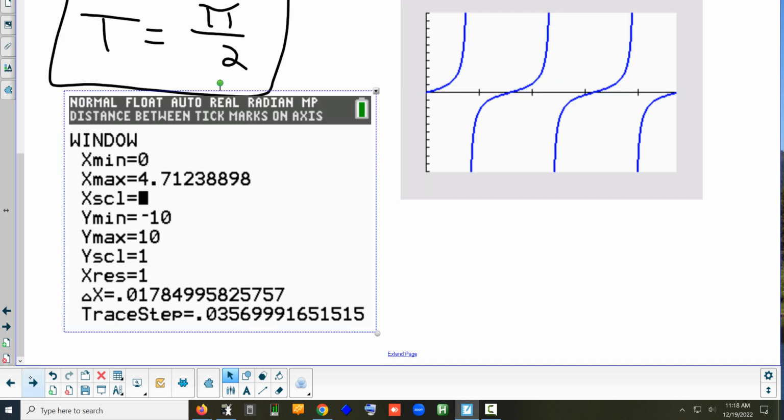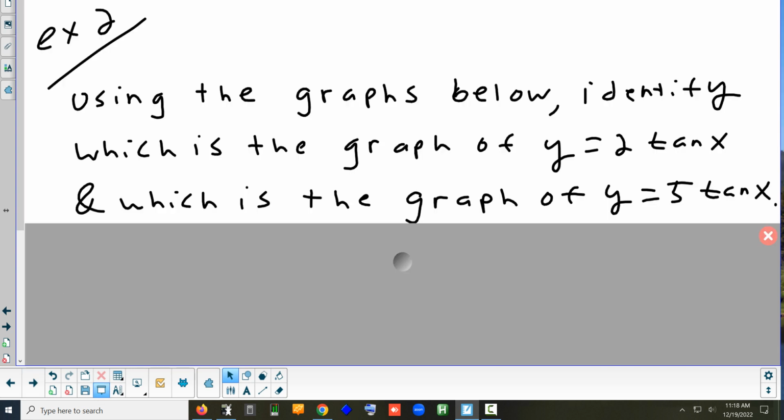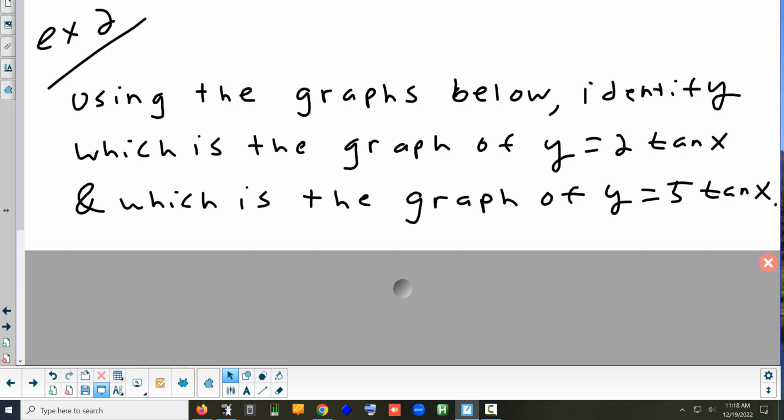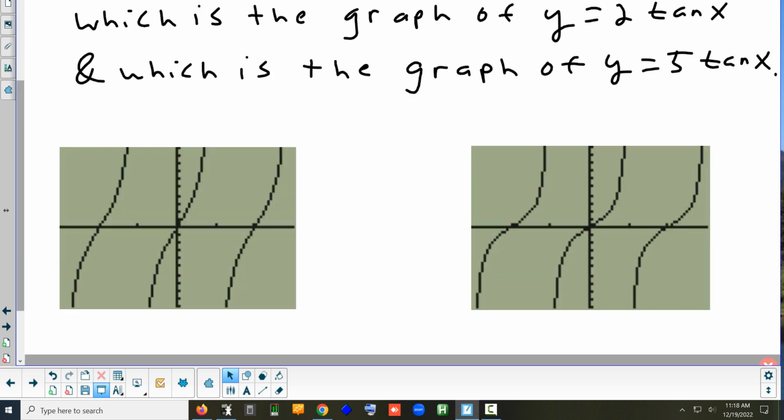Let's try this one. So I've got 2 graphs, and I want to identify which one is 2 tangent x and which one is 5 tangent x. So you don't have to sketch it. You just have to know what the 2 and the 5 are doing. What type of transformation is the 2 and the 5? Yep. It's a vertical stretch. So one of them is going to be stretched vertically more than the other. So we're looking for which one looks like it's stretched vertically more.